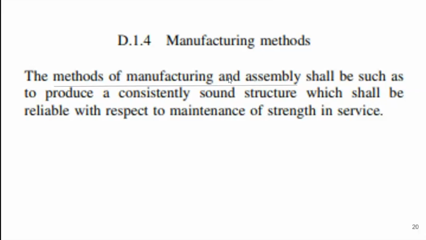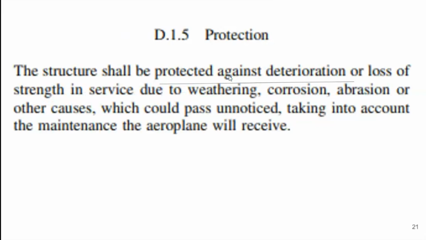The environment is different from factory to factory. That's why if you are moving the factory, especially for composite manufacturing, we have to evaluate and recertify the factory because of this issue of consistently sound structure. Next, protection. The structure must be protected from weather, corrosion, abrasion. Weather, corrosion, abrasion could be straightforward. We just put paint over it and it could be protected.